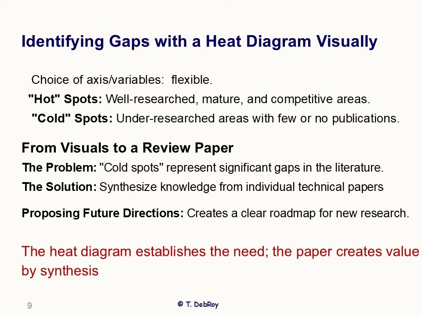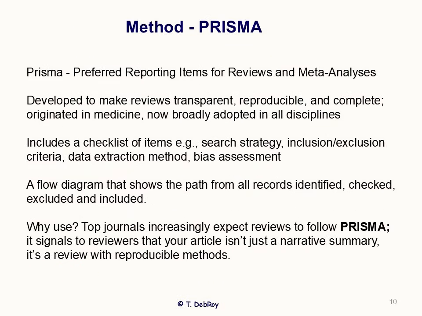By charting research density, for example, materials versus experimental methods, you can visually locate hot spots, which are mature and competitive areas. More importantly, you identify the cold spots, under-researched areas with few or no publications. These cold spots represent significant gaps that your review needs to address. The heat diagram establishes the need, and the paper creates value by synthesizing knowledge to propose a solution.